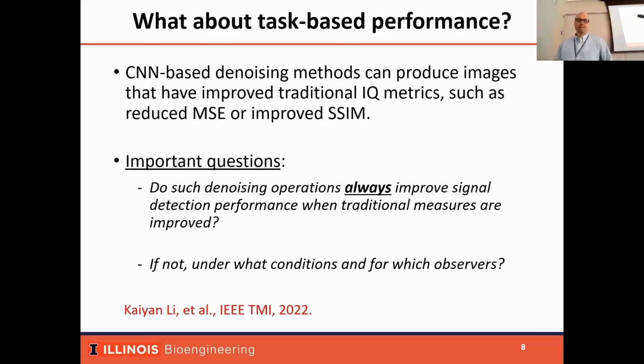Okay. So what I really want to look at is what does this CNN-based denoising operation do to task-based performance? So important questions are, does this denoising operation always improve signal detection performance, and if not, when does it?